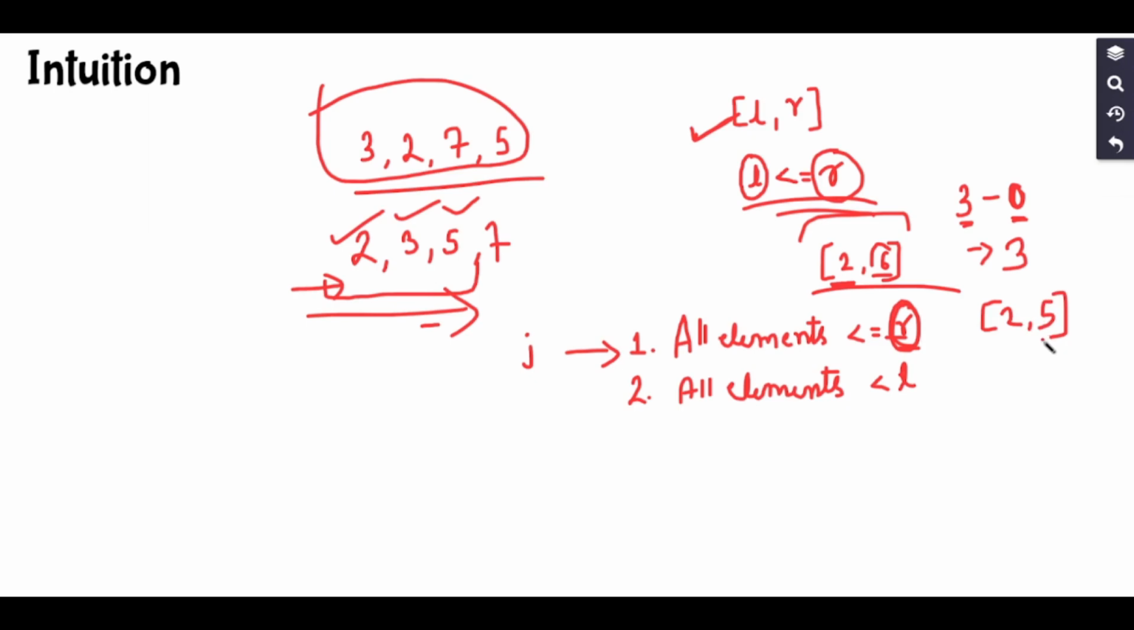I want to find all the elements less than or equal to 5, and we have 3 elements: 2, 3 and 5. If I find the position of this element, that is 7, which is just greater than this 5, I would get the number of elements which are less than or equal to 5. Fine, the position is 3. That's what I'm doing here, and this is nothing but upper bound.